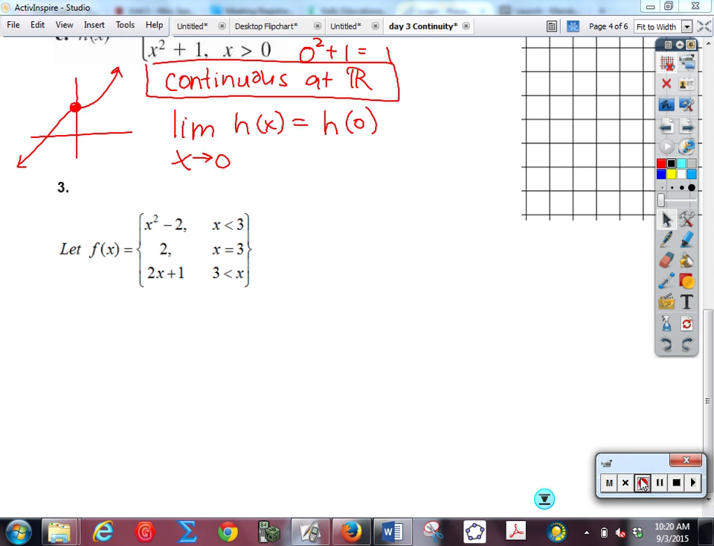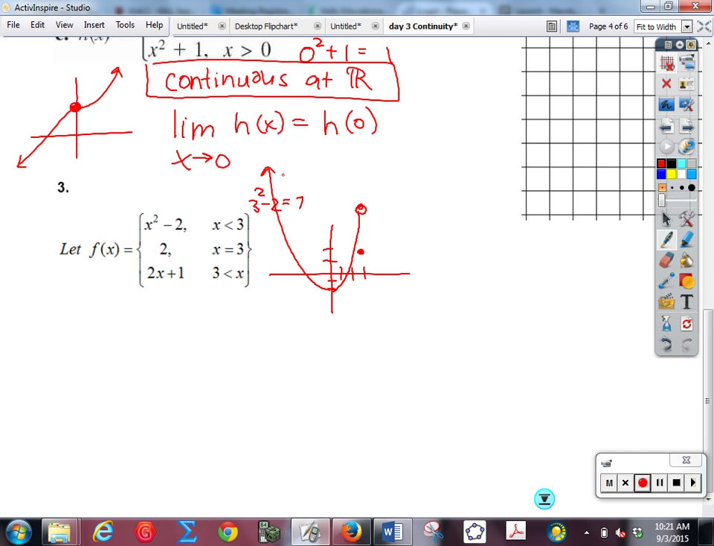what does it equal? 2. So we know that it's right here. Everything less than 3, it equals this. So I need to plug in 3 to see where it's at. So 3 squared minus 2, 7. So it's this parabola everywhere to the left of 3. So up here at 7, it's an open circle, then it comes down, comes back up, looks like that. Right there I can say it's not continuous, right? Because these two are not the same value.